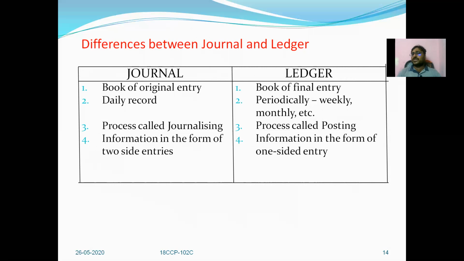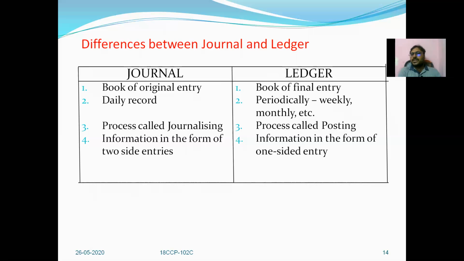Difference between journal and ledgers. First, the journal entry is the original entry or primary entry. Journal means the first entry, original entry or primary entry. Ledger is the book of final entry or secondary entry. It is a primary entry, it is a secondary entry. It is the original entry, it is the final entry.